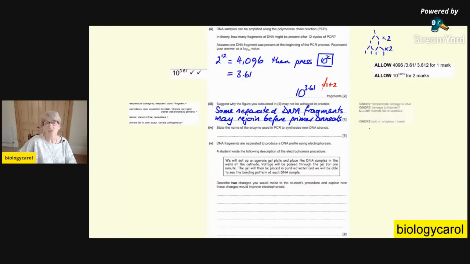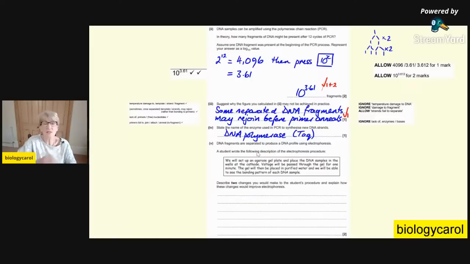Yeah, so any of those. State the name of the enzyme used to synthesize the new DNA strands. Well, that is DNA polymerase. And if you wanted to be precise, it's Taq polymerase, because it has come from Thermus aquaticus, because it is not denatured at 95 degrees C, and therefore PCR is a cyclical process. It wouldn't be cyclical if the DNA polymerase got denatured on the first cycle, would it? So there we go, that's why.